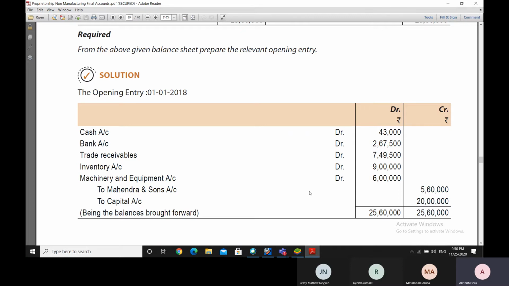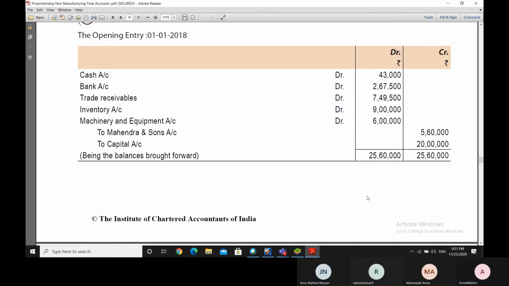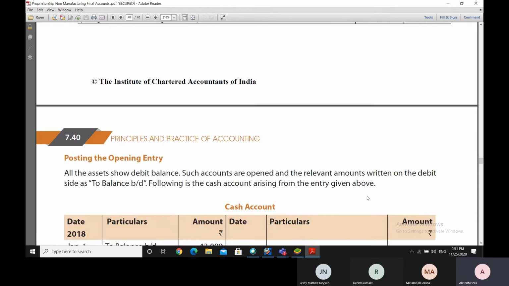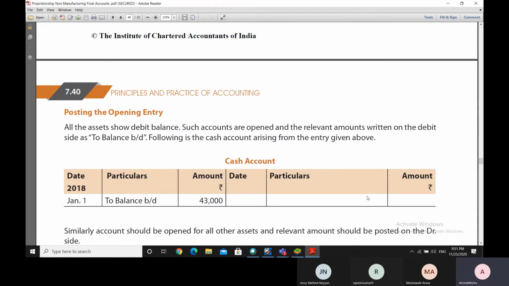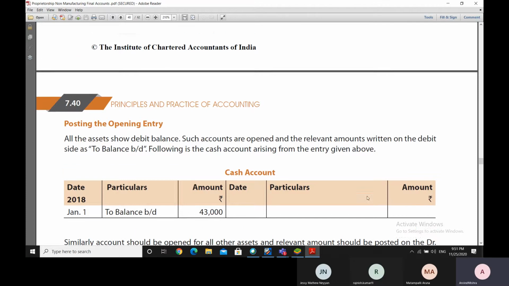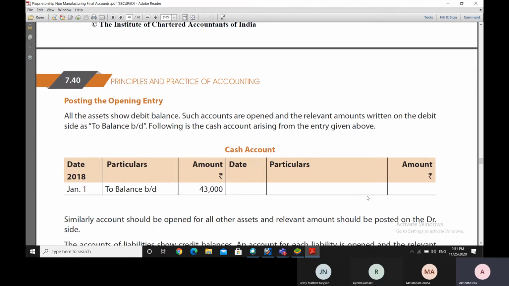So we debit those accounts and we create new credit balances in the new accounts which we start in this new year. So the Mahindra and Sons account and capital account are newly opened accounts for the new year, in which these entries are coming in. So this is the opening inventory, and once the opening journal entry is prepared, then that will be posted ultimately into the ledger.